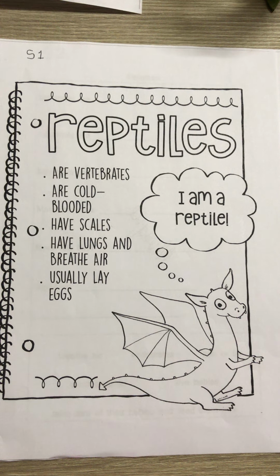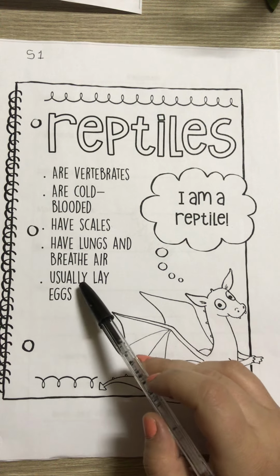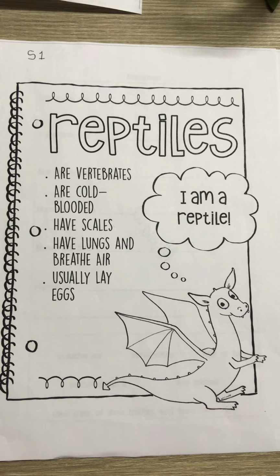Reptiles usually lay eggs. That's different from mammals. Mammals give live birth. Reptiles usually lay eggs. And take note of the fact that they say usually. As we've talked about before, almost all rules have an exception. Mammals and reptiles have some exceptions to the rule.